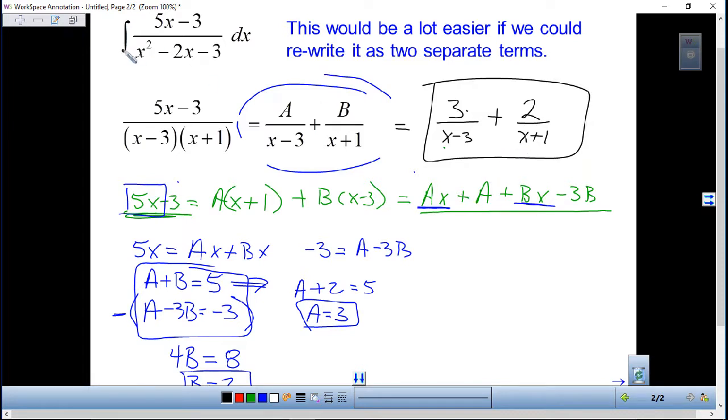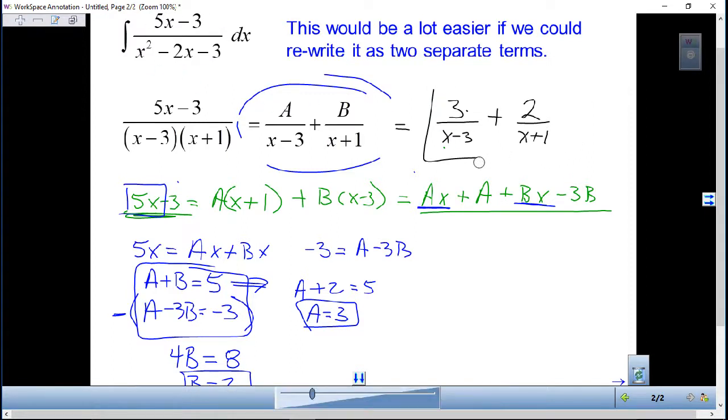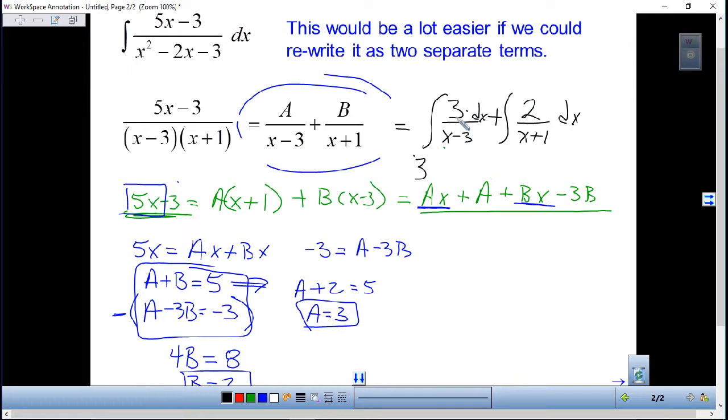Now, the whole purpose with this, remember, was to find the integral. Well, that makes things even easier now, because we can do the integral with respect to x of each fraction. We can bring the 3 and the 2 out front. And what is the integral of 1 over x minus 3? Well, that's just the natural log of the absolute value of x minus 3. And bring the 2 out front here, and that's going to be the natural log of the absolute value of x plus 1. And then don't forget your plus c.